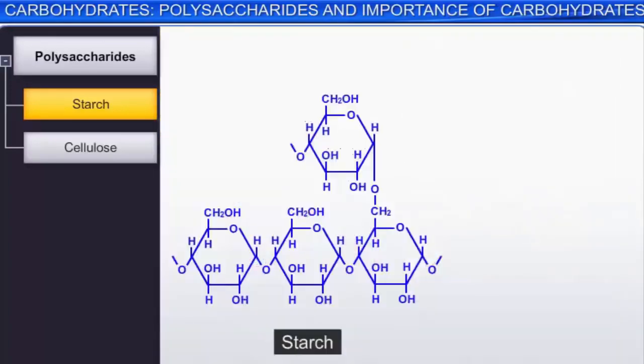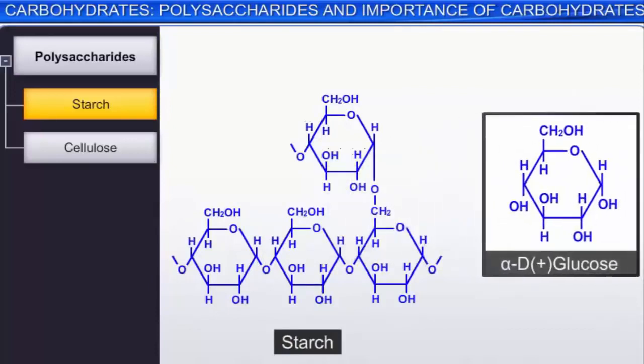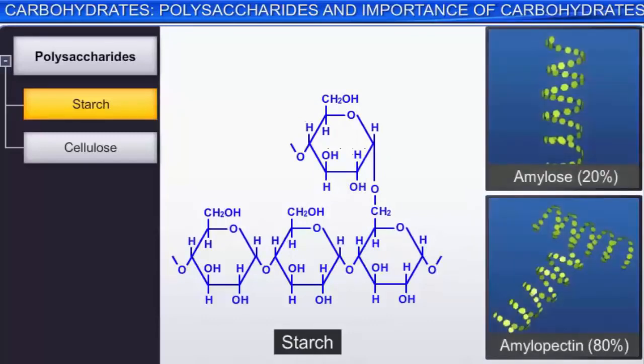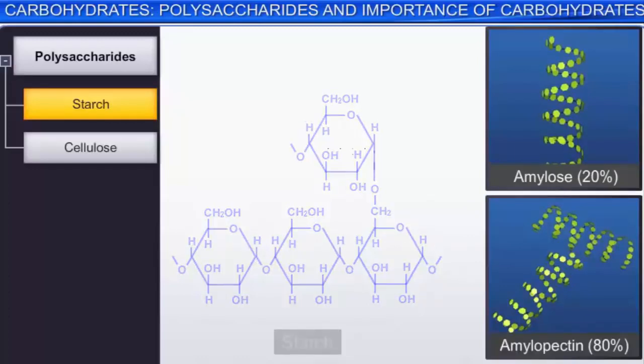Chemically, starch is a polymer of the alpha isomer of D-plus-glucose. It consists of two components: amylose, which makes up 20% of starch, and amylopectin, which makes up the remaining 80%. These two components differ in their molecular size and shape.